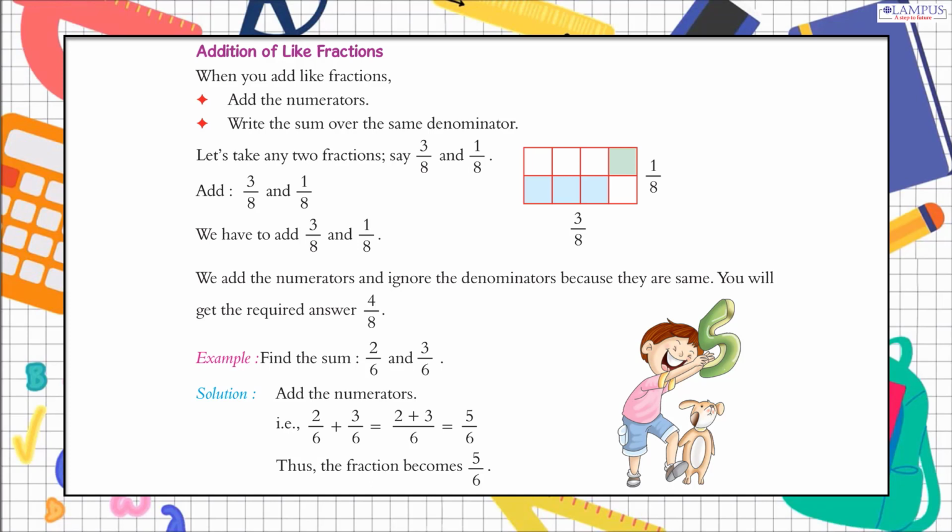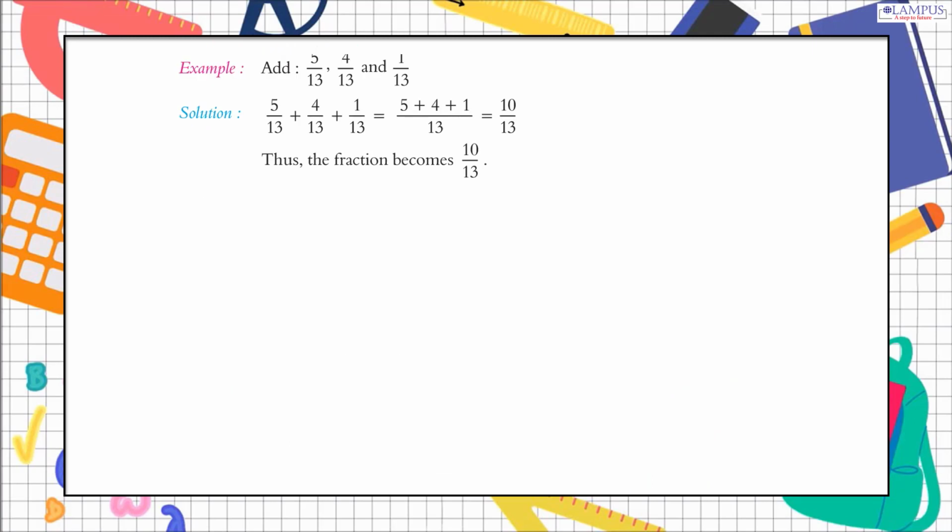Example, find the sum of 2 by 6 and 3 by 6. Solution. Add the numerators. That is, 2 by 6 plus 3 by 6 equals 2 plus 3 by 6 equals 5 by 6. Thus, the fraction becomes 5 by 6. Example, add 5 by 13, 4 by 13 and 1 by 13. Solution. 5 by 13 plus 4 by 13 plus 1 by 13 equals 5 plus 4 plus 1 by 13 equals 10 by 13. Thus, the fraction becomes 10 by 13.